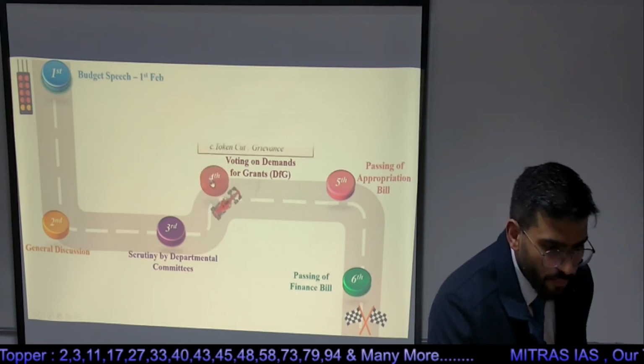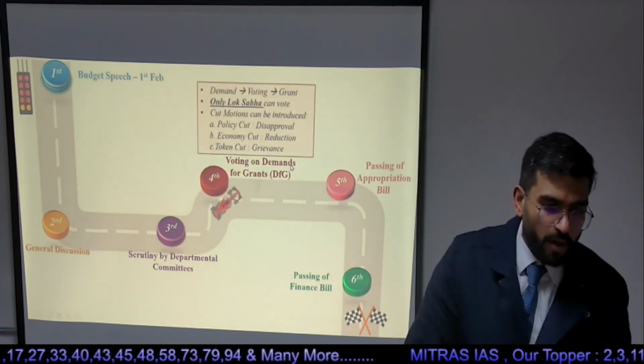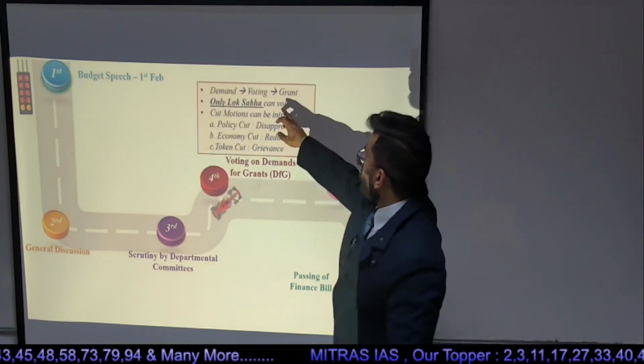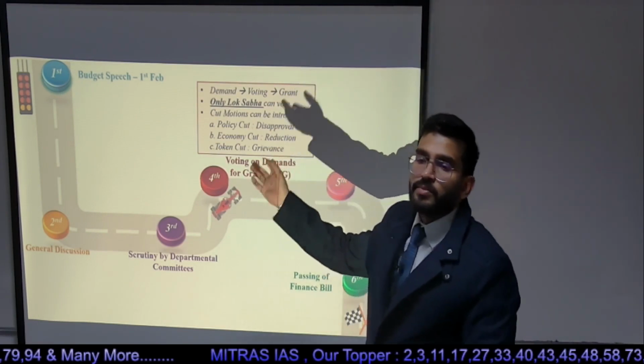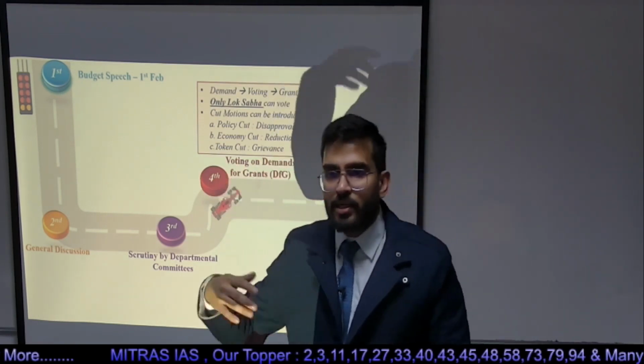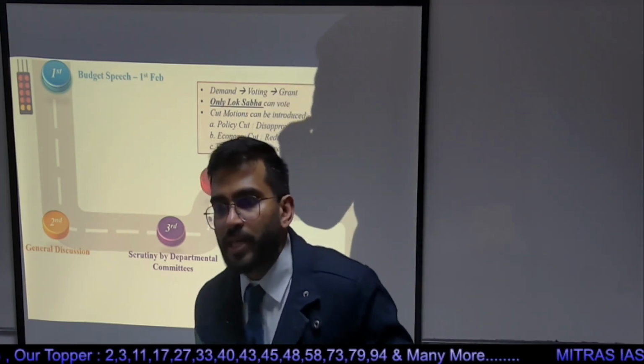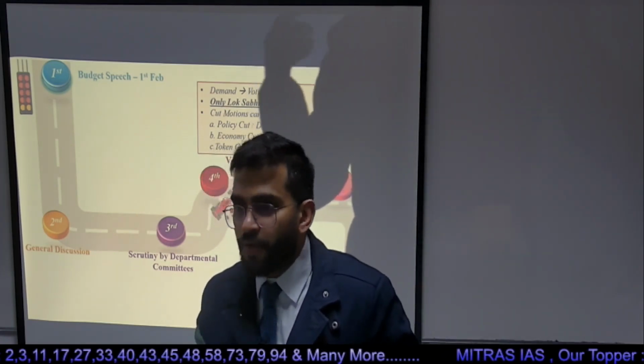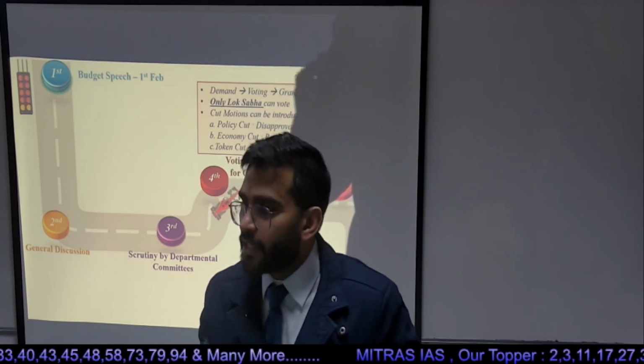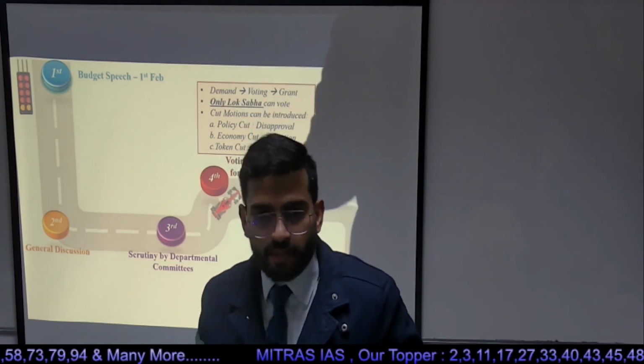So you have the voting for demand for grants. You have this demand which is voted upon, and once it's voted upon, it becomes a grant. So in the next month or so, you will see in Parliament, the Speaker says all in favor, ayes, all in favor, nays, and he will immediately say the ayes have it, and he will pass that particular grant.